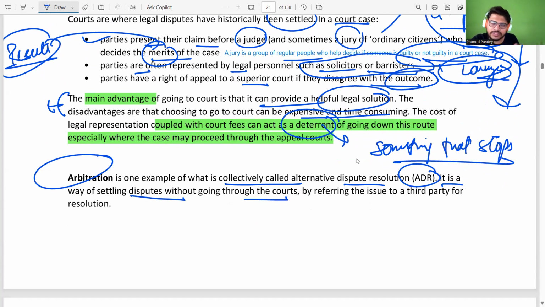See, this is basically the rule. This is basically the line that we say, by referring the issue to a third party for the resolution. So the third party that they are referring to will be known as an arbitrator, right?